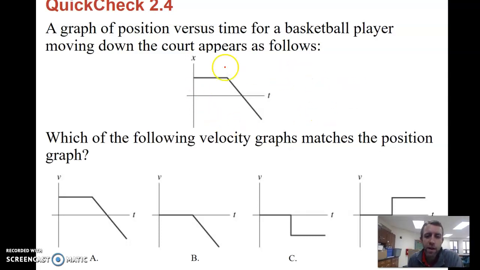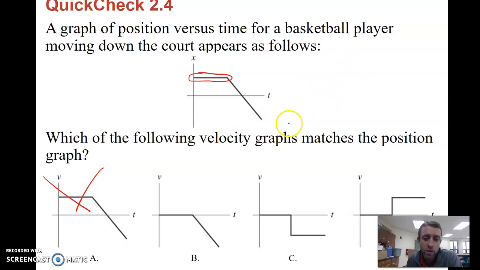So very simply, the slope of this beginning part is 0. It's a flat section right here. So that is a slope of 0. So that means the velocity has to be 0. So that rules out A right away. Can't be A.